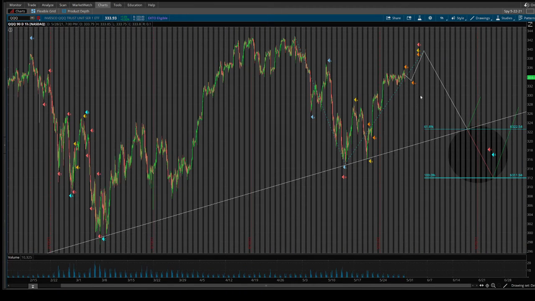All right, so looking at the hourly, I think we hit a peak of a wave five back here. Basically, what I think we're doing is we're seeing a WX. We're going up for an X, and we're ultimately going to be coming down for a Y. Before I get into too much more detail of how I'm seeing this, let's go into something real quick to take a look at wave theory.